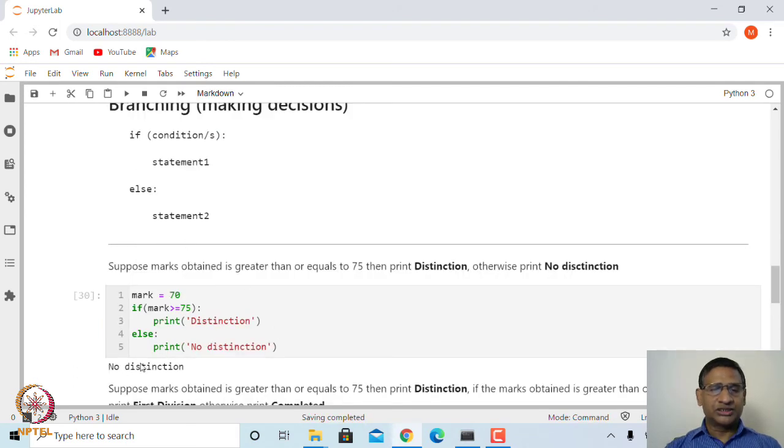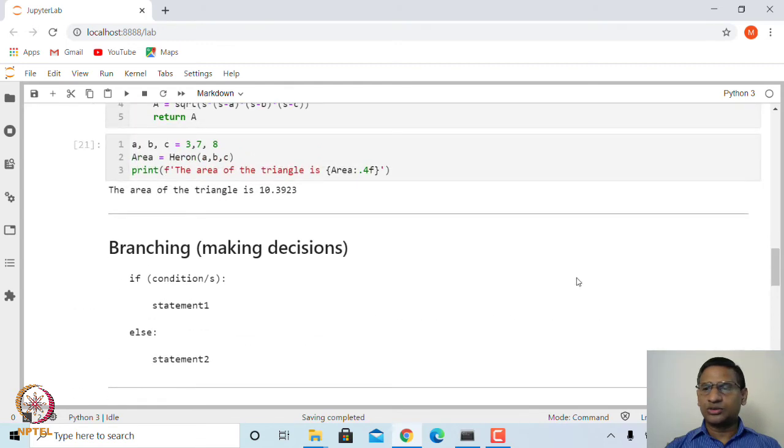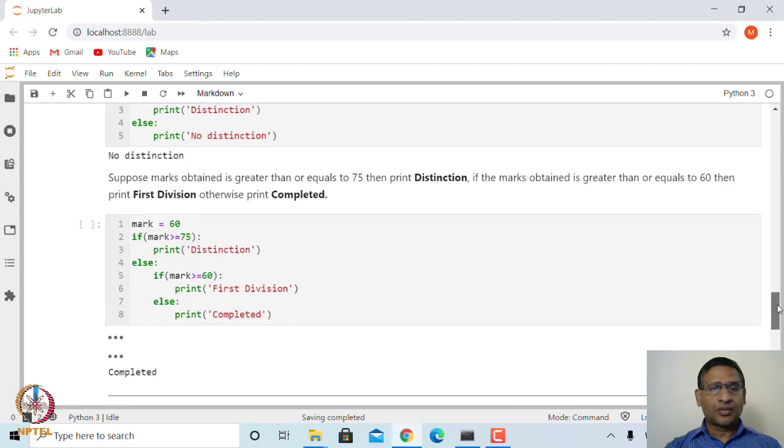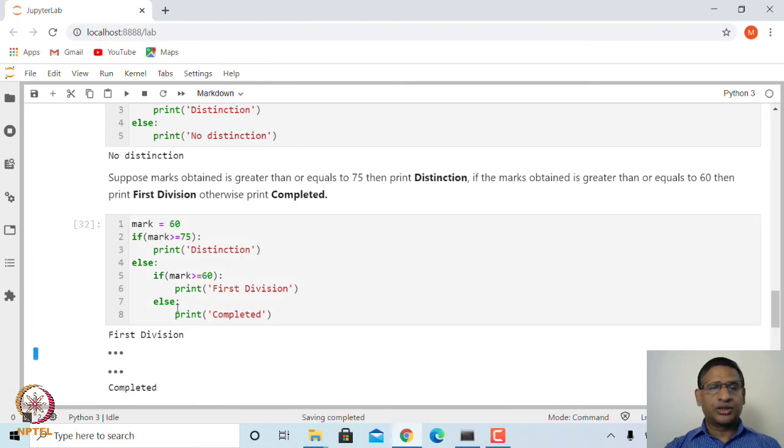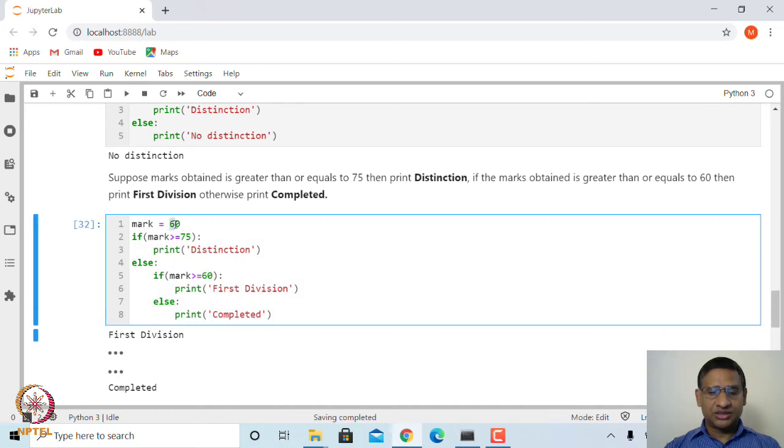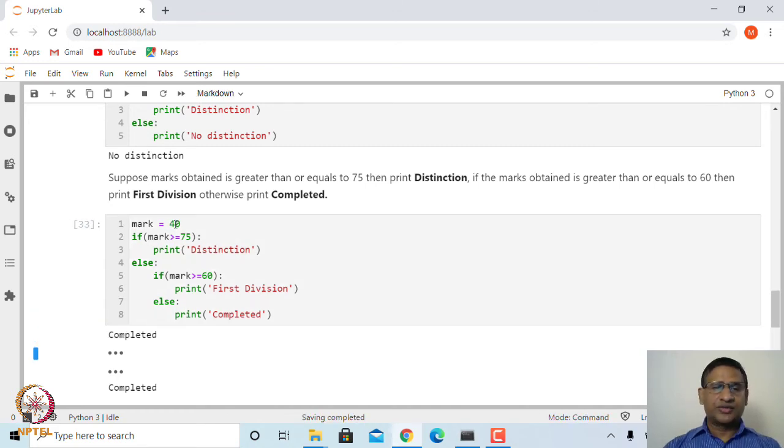Now, when you run this, it prints no distinction. Sorry, let me go down. This is the one. Okay. So, it says first division if it is 60. Suppose the marks is, let us say, 40, then it should print just completed. So, whatever the marks below 60, it will say completed. You can have more conditions inside this.